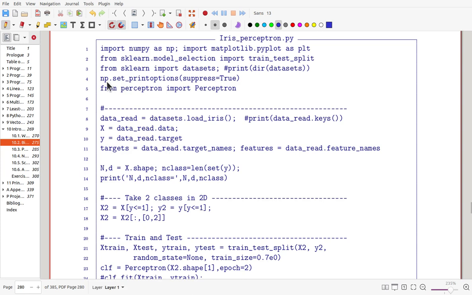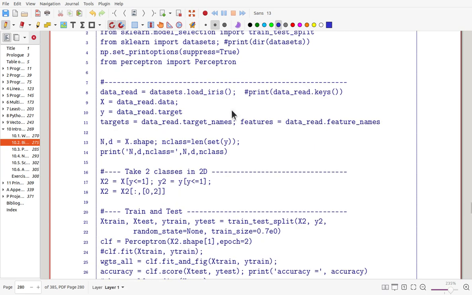And here, that line is for the print output. For engineering notation, for example, sometimes you see 0.0000e+0. Rather than that, with this option, you can get 0.0. So it's very simplified, and I'm using this option in most cases. Now we import the Perceptron implementation.